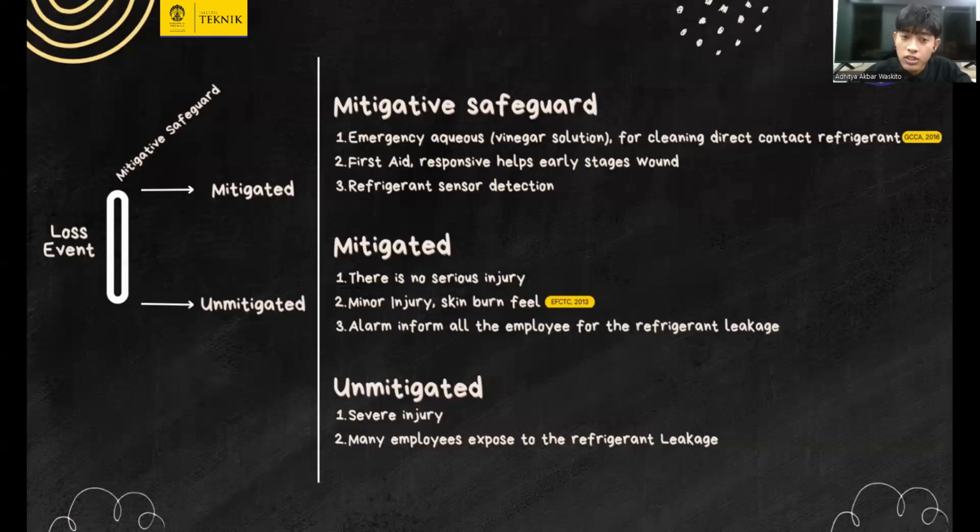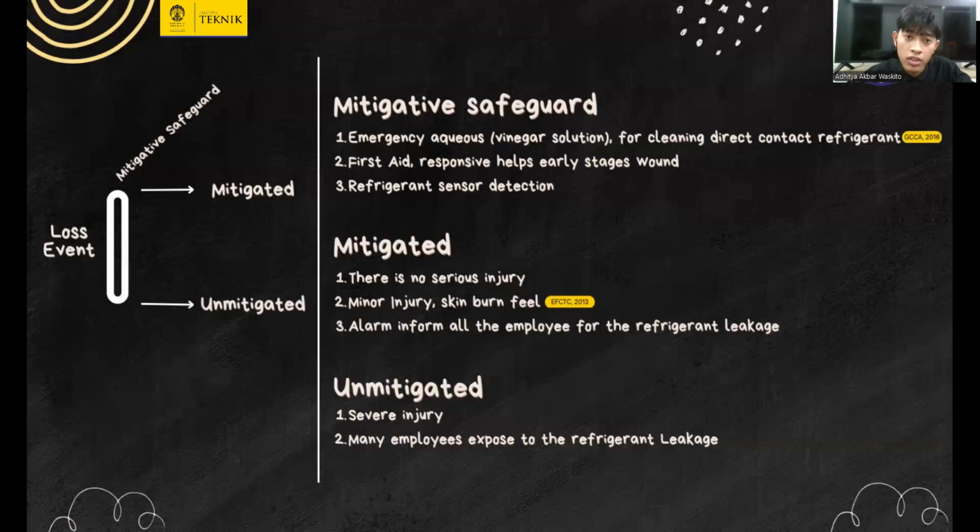And the first, there is no serious injury. Second, there is only minor injury, like skin burns or small wounds from the electric shock. And the third is the alarm. The alarm informs all the employees of the refrigerant leakage.